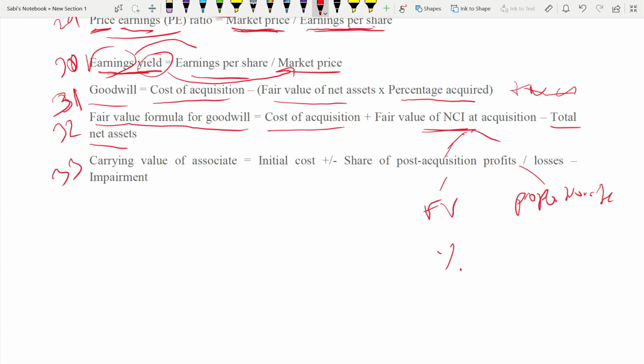Proportionate share means you have to take the percentage of NCI into the net asset. Let's say 60% you have bought. So NCI will be 40% into net asset. And that net asset is this net asset only. On this you have to take it. And minus total net asset.